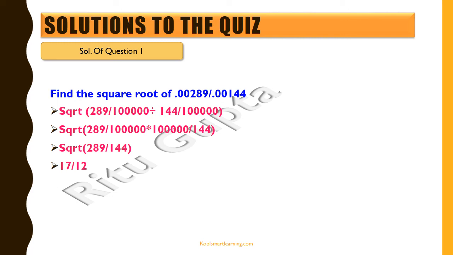Now we know that the square root of 289 is 17 and the square root of 144 is 12. So the square root of p by q is also equal to the square root of p divided by the square root of q. So here is what we get as the answer. So option C is the correct answer.